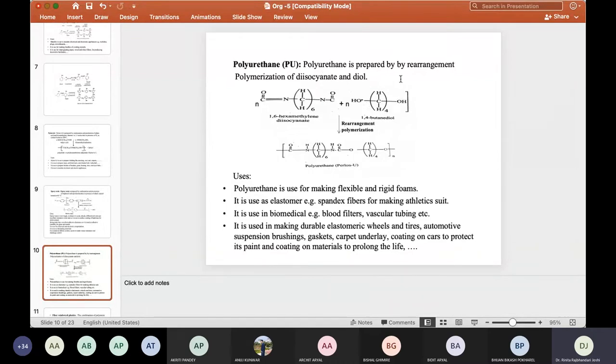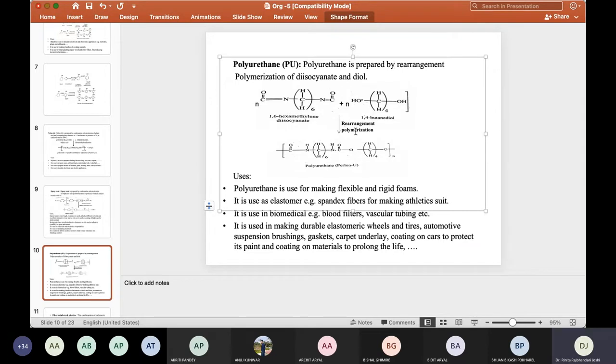Now this polyurethane is prepared by rearrangement polymerization of diisocyanate and diol. The diisocyanate has two isocyanate functional groups. For this you can take methylene or hexamethylene, and for the diol, either hexamethylene or tetramethylene diol. That is your hexamethylene diisocyanate, and in this, if you go through the rearrangement reaction now.